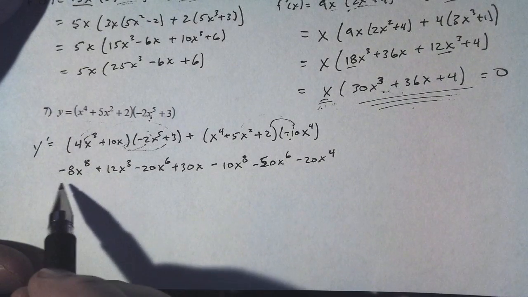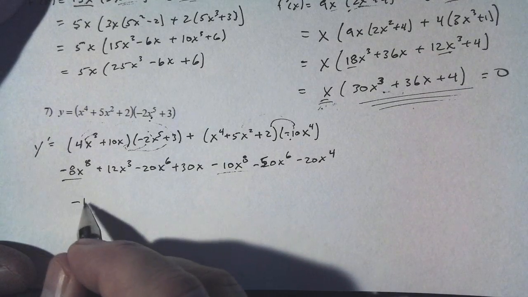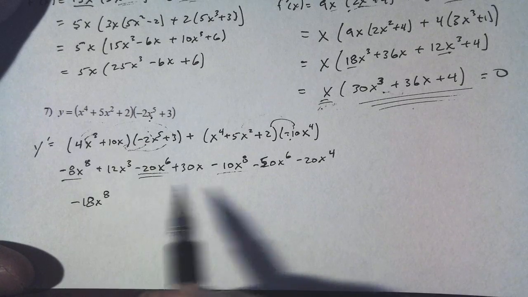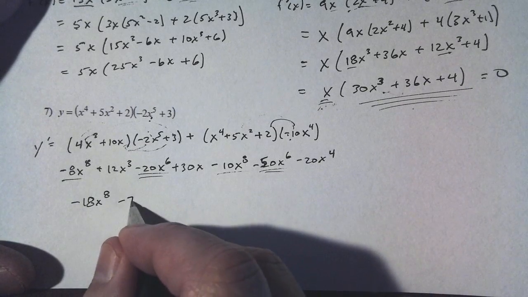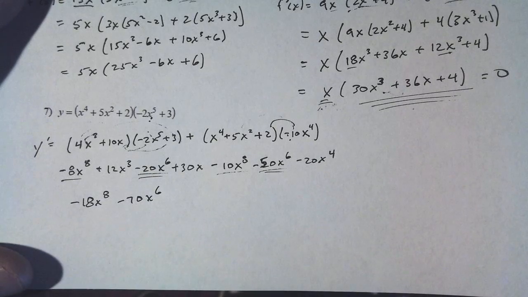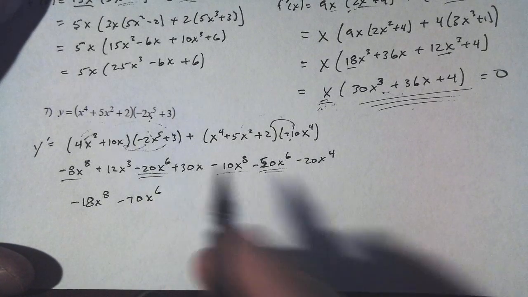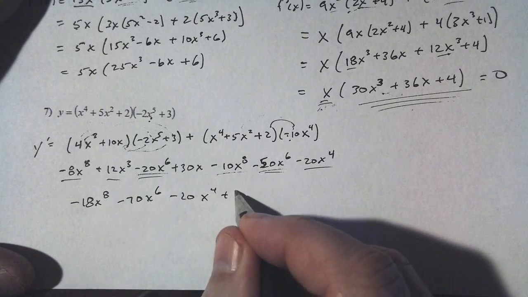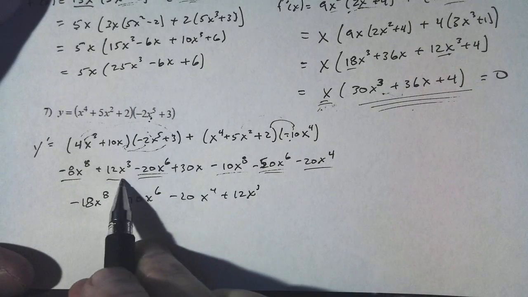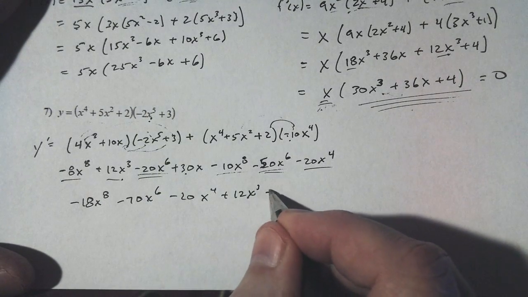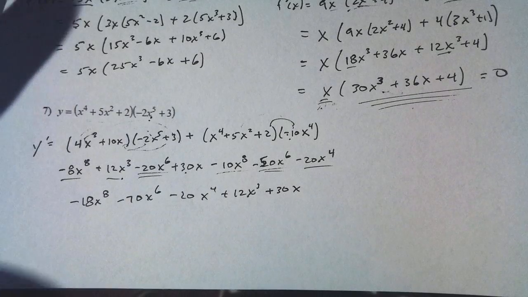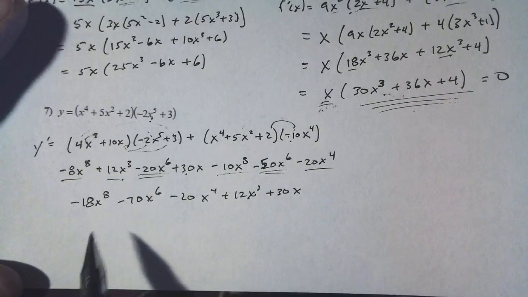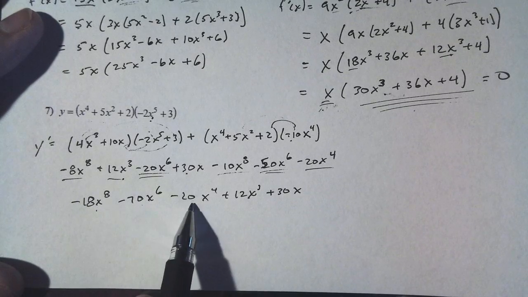And now we're looking for like terms. There's minus 10, minus 8, minus 18x to the 8th. Sixths, minus 20, minus 50, minus 70x to the 6th. Let's see, I've got some fourths. Minus 20x to the 4th plus 12x cubed plus 30x. And I'm not sure about factoring that thing, other than I know for certain that I could take out a 2, and that's going to be it.